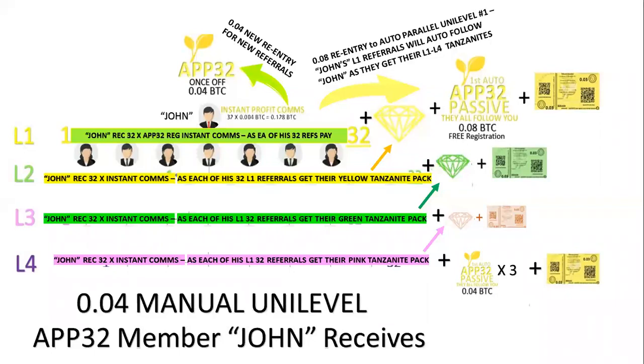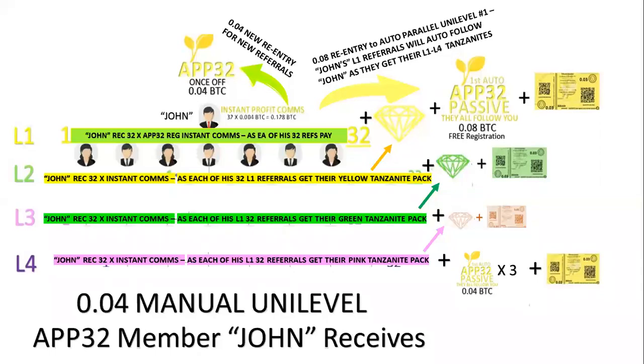So you pay your 0.04 in the App32 program. You now start your uni level. Now you send out your link, your scratch card on a daily basis. People scratch the card, they send the information in. The hub managers and hub regional managers explain to them what this is all about. And they join with their 0.04 once-off, and they form part of your level 1.